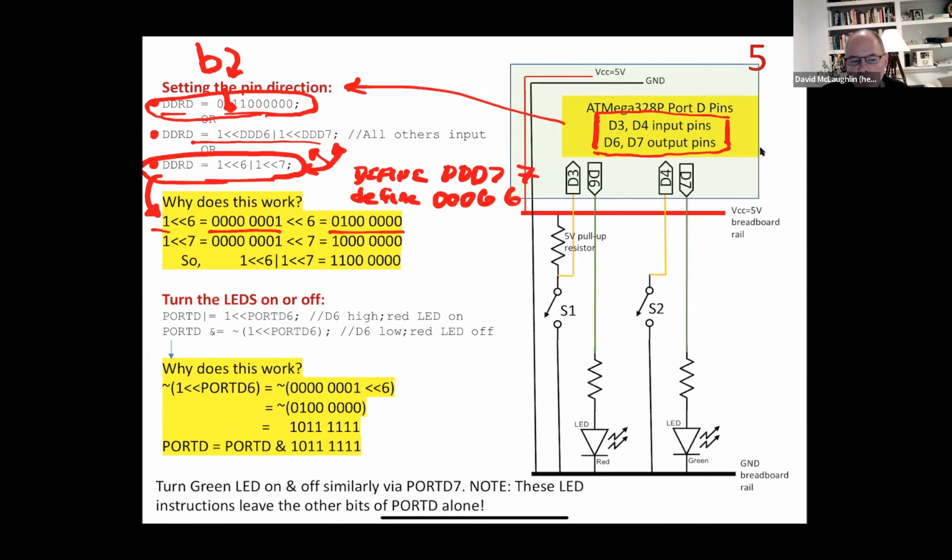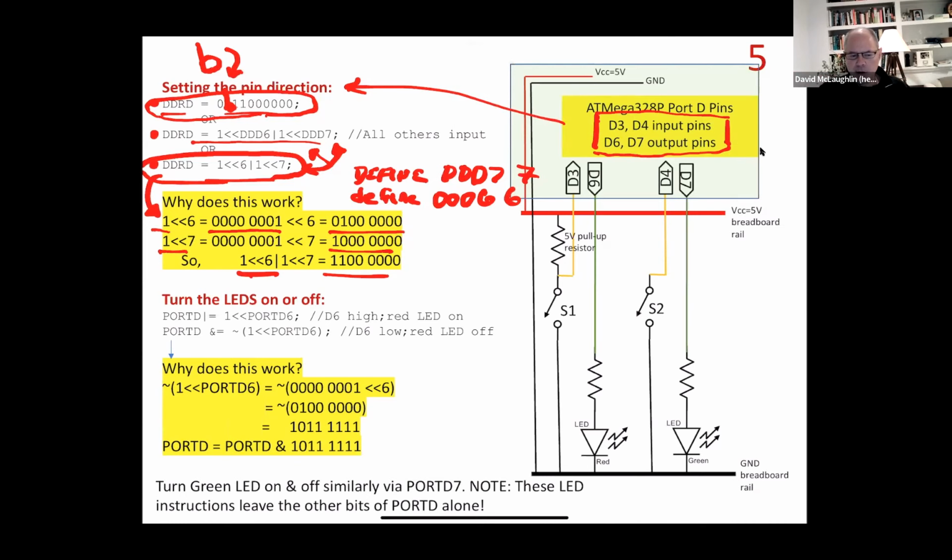So we end up with a 1 in bit position 6. Remember, there's bit position 0 through bit position 7. And if we do 1 shift left 7, we end up with a 1 in bit position 7. And then when we OR those two together, we get the result that we want. So that's why this works. That's why this shorthand works for us. It's complicated to learn, but once you get the hang of it, eventually it becomes second nature-ish. Okay, so that's the part about just setting the pin direction.